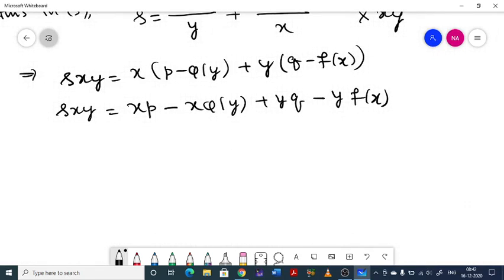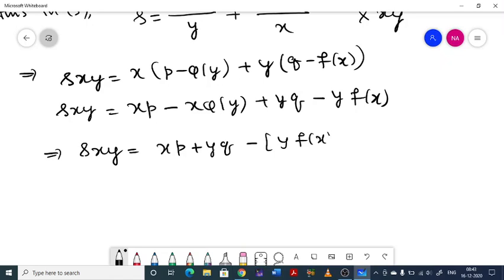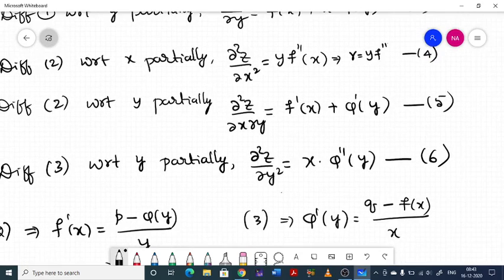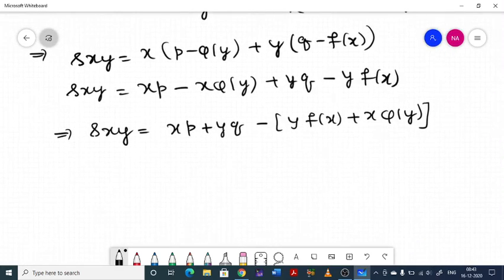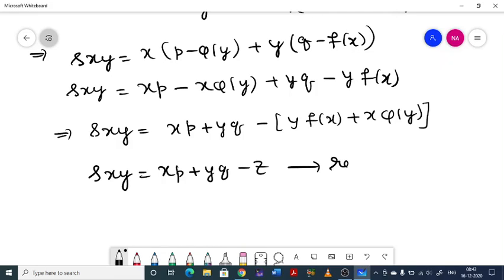So that implies sxy equal to xp plus yq minus of y f(x) plus x φ(y). But y f(x) plus x φ(y) is z, so I can replace this by z. So sxy equal to xp plus yq minus z. This is the required PDE.